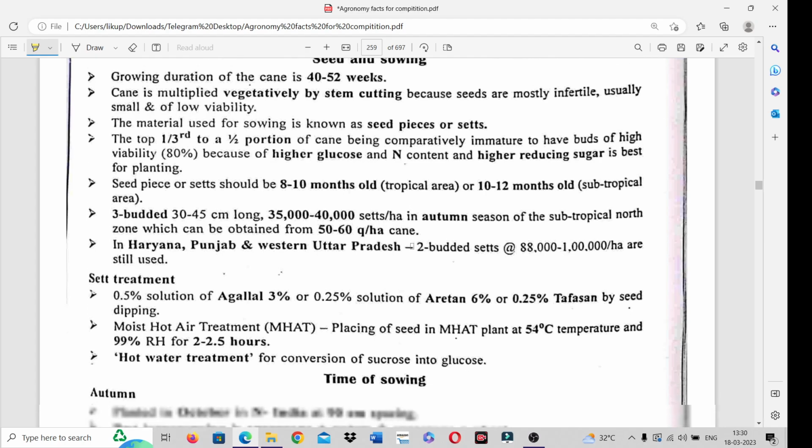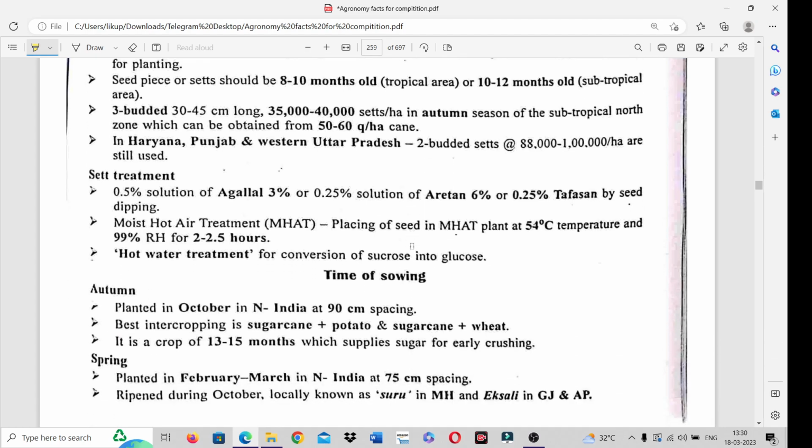Moist hot air treatment, that is MHAT, is placing seed in MHAT at 54 degrees centigrade temperature and 99% RH for 2 to 2.5 hours. Hot water treatment is for conversion of sucrose into glucose.